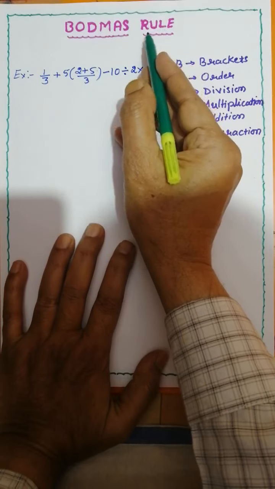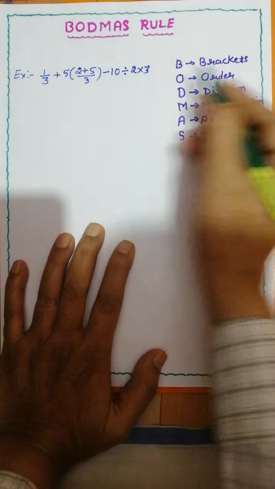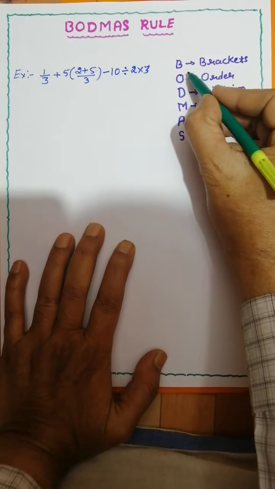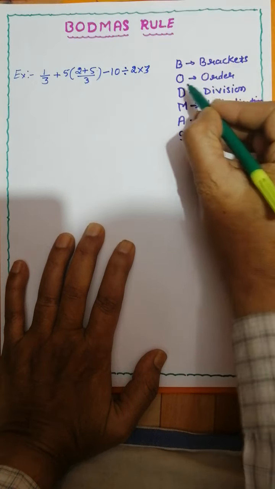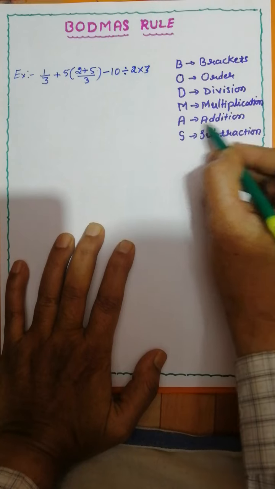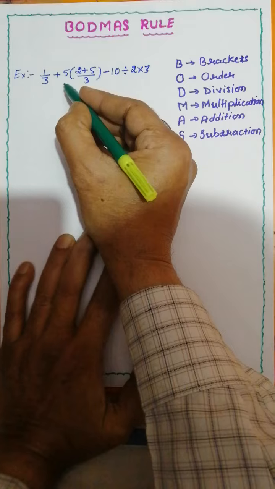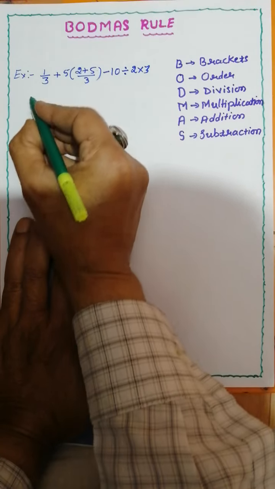BODMAS rule. The BODMAS rule is used to solve this type of problem. BODMAS means B is bracket, O is order, D is division, M is multiplication, A is addition, S is subtraction. Now we have to solve this problem stepwise.